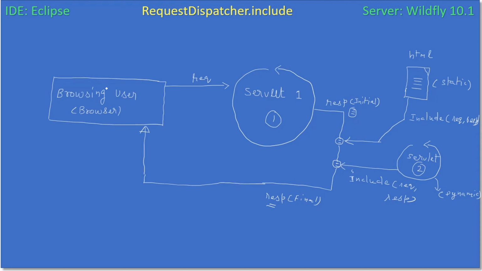To summarize again, the browsing user may send a request to servlet 1. In the previous slide we saw how a servlet can transfer the request to some other web resource. It can be HTML, servlet, or JSP. Here, we are not transferring the ownership. The ownership still stays with servlet one. Since it is the owner, as part of forming the response, it includes other resources, then it sends the output to the browsing user. So that's the use of the include method.